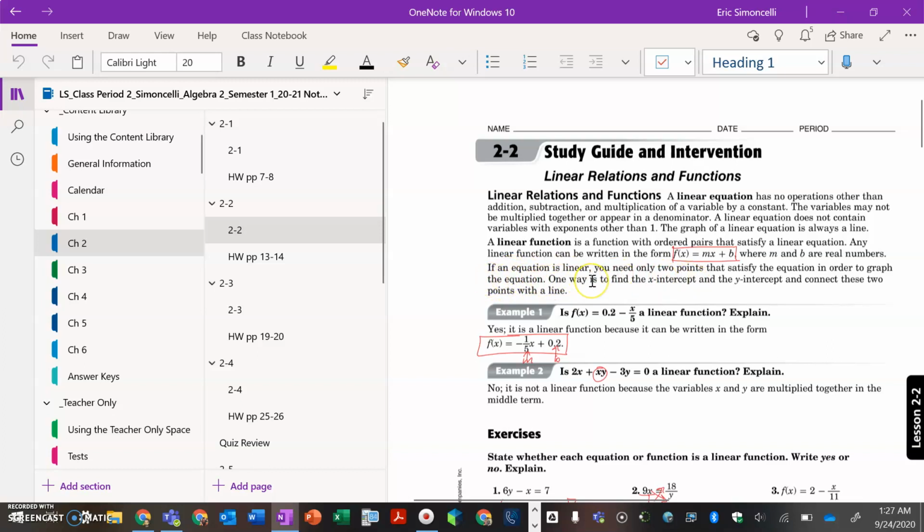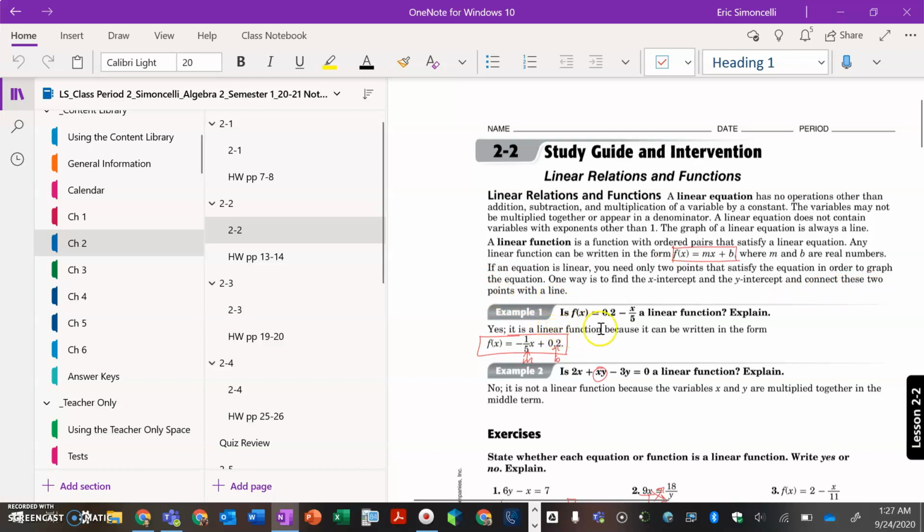It says, if an equation is linear, you need only 2 points to satisfy the equation in order to graph it. One way is to find the x-intercept and the other the y-intercept. They don't talk about slope here, but certainly it can be gathered that that's a part of it eventually. And the y-intercept, and connect these 2 points with a line. So we'll take a look.